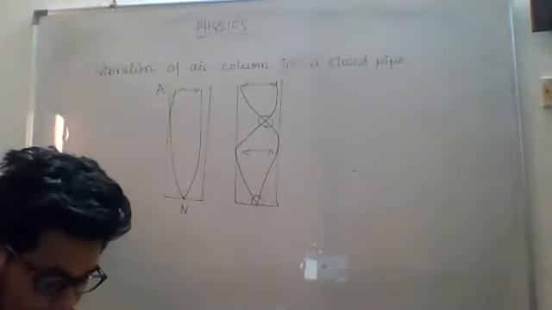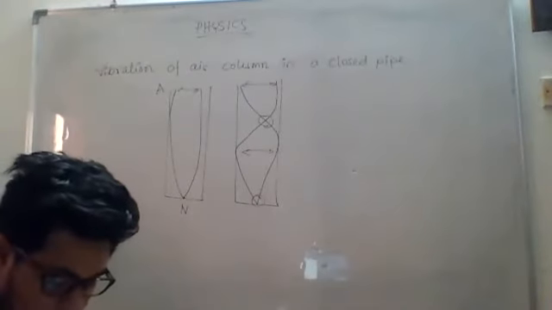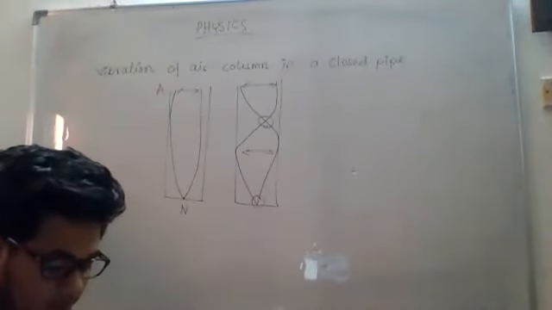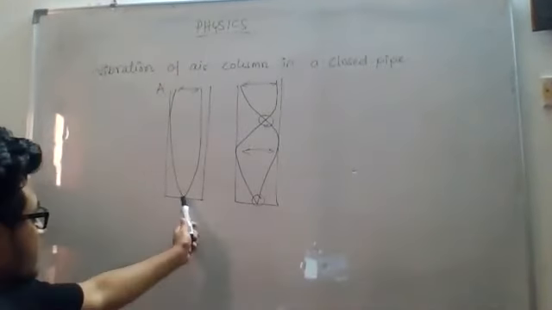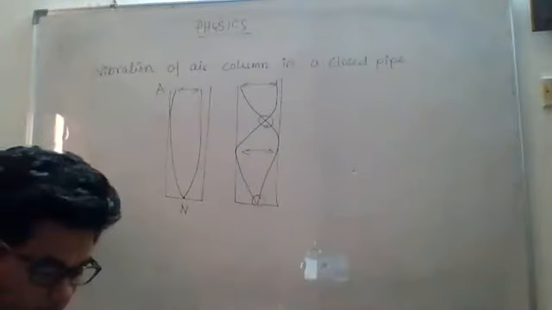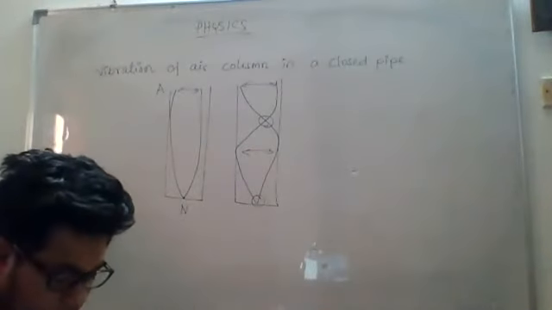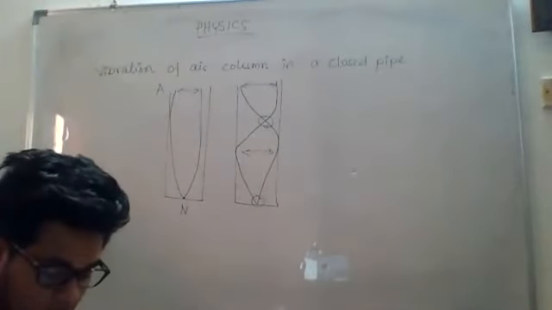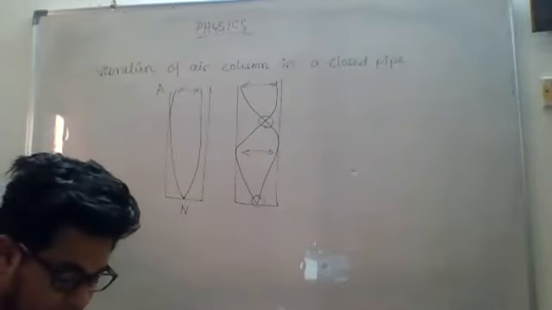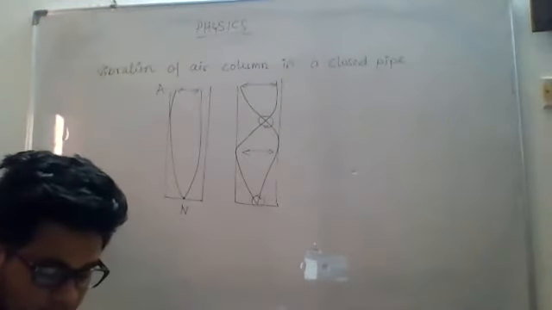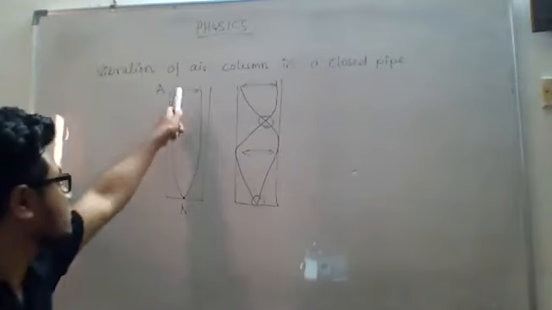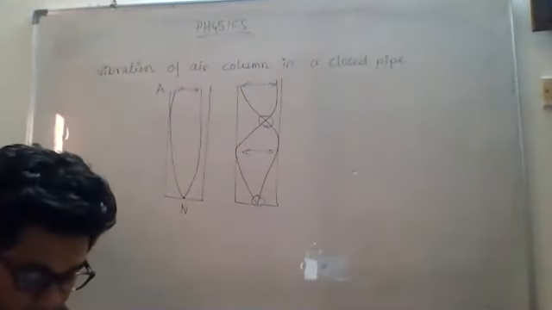Since the N end is closed, air particles cannot vibrate at that place, so a node is always there. Here we will always get a node, right? On the other hand, end A is open. The air particles there get every chance to vibrate, so an antinode is always there. Yes, an antinode is found at the end A.